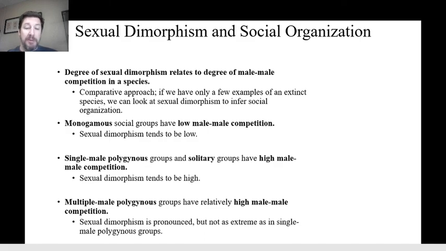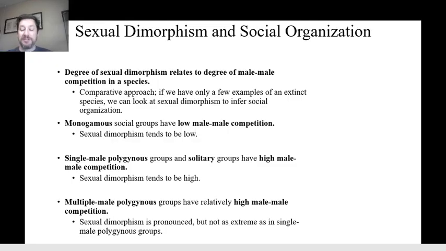Multiple male polygynous groups have relatively high competition, but not as much as single male polygynous groups. Baboons are the example of this. There are multiple males that mate, but it's not all males. Some males will be left out because each male has multiple female mates. So there is competition, but it's not absolute like in gorillas. And so there is sexual dimorphism, but it's not as extreme as in single male polygynous groups.